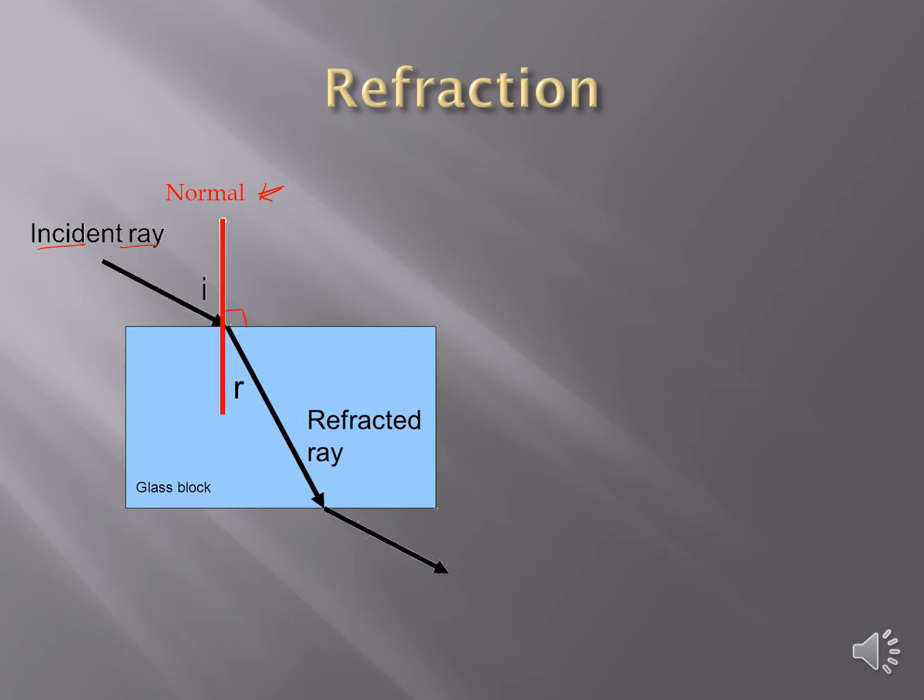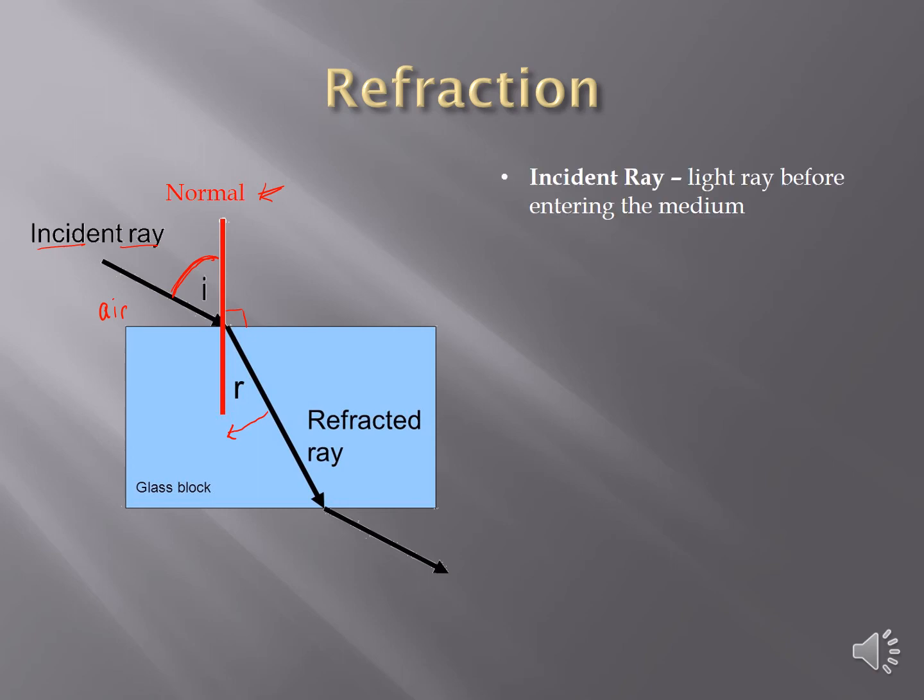We measure the angle of incidence, I, here. As the light passes from air, so air is outside here, into the glass, which is more dense than air, the ray of light changes direction, the light slows down, and the direction of the ray moves towards the normal, and we get this angle R, which we call the angle of refraction. And then the reverse happens when the light exits the block of glass.